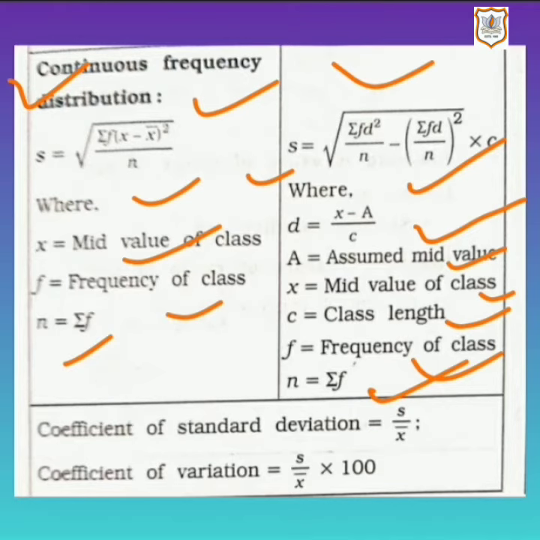We also will learn the formulas of coefficient of standard deviation, that is, coefficient of standard deviation equals standard deviation upon mean, s upon x bar, and coefficient of variation equals s upon x bar into 100. So now let's solve the sums from exercise 4.4 related to discrete and continuous frequency distribution. That will be sum number 3 and 4.